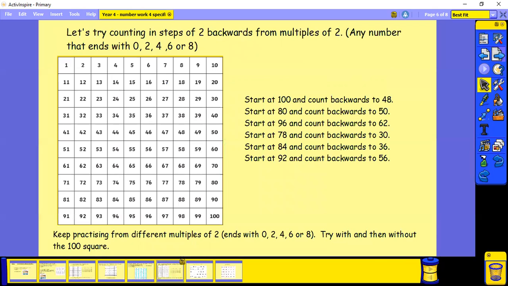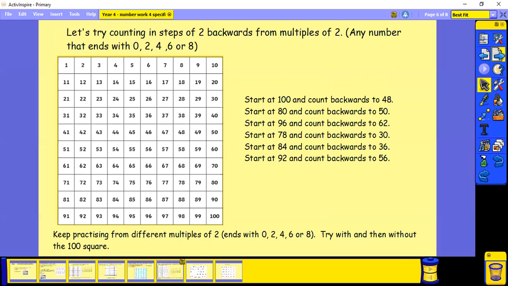Start at 78 and count backwards to 30. Start at 84 and count backwards to 36. Start at 92 and count backwards to 56. Pause whilst you have a try. Now you can keep practicing from different multiples of 2, any number that ends with 0, 2, 4, 6 or 8. Try with the number square and then without.